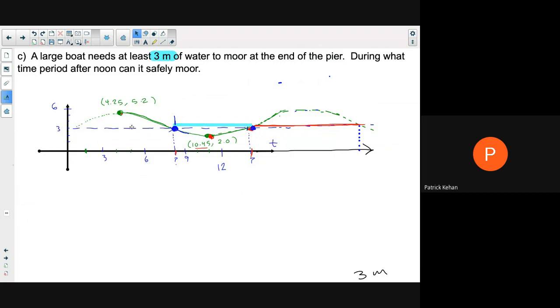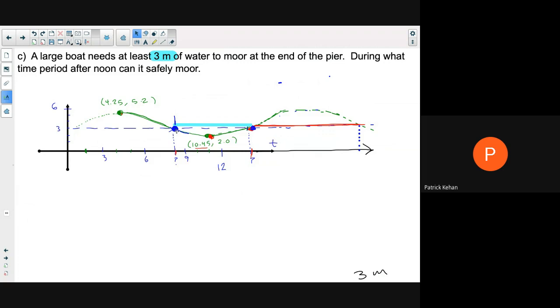I should also mention that I did sketch in a 3 meter line, which is a horizontal line, just to give me a visual, and removed our line of oscillation from the previous graph, so we weren't confused, right? So right now, this blue line is not the line of oscillation. It's a measurement of 3 meters of water. So this interval right here is below that 3 meter line. So during this window of time, the tide depth is not high enough for this boat to moor.